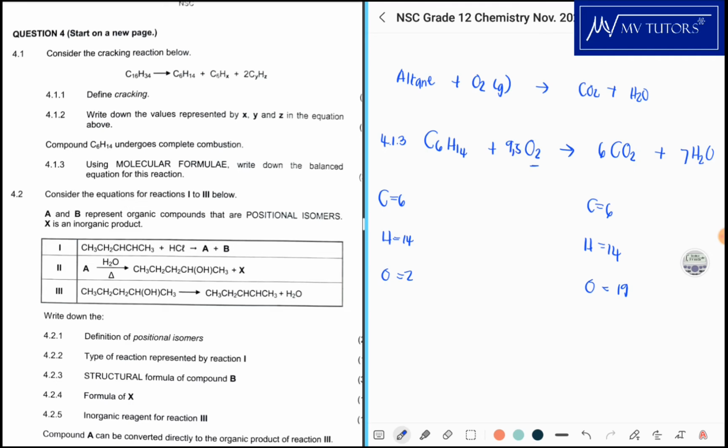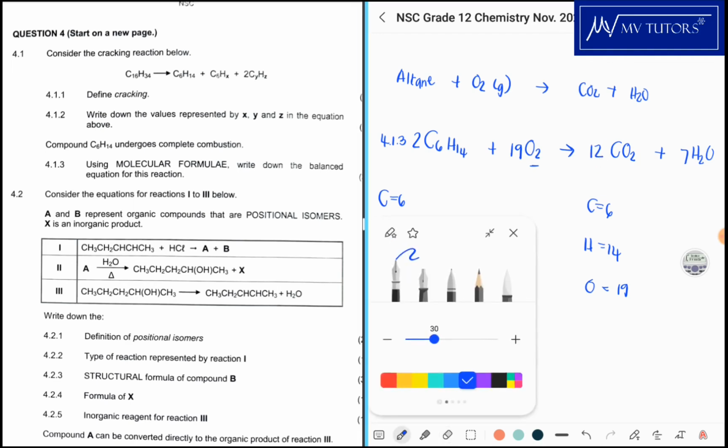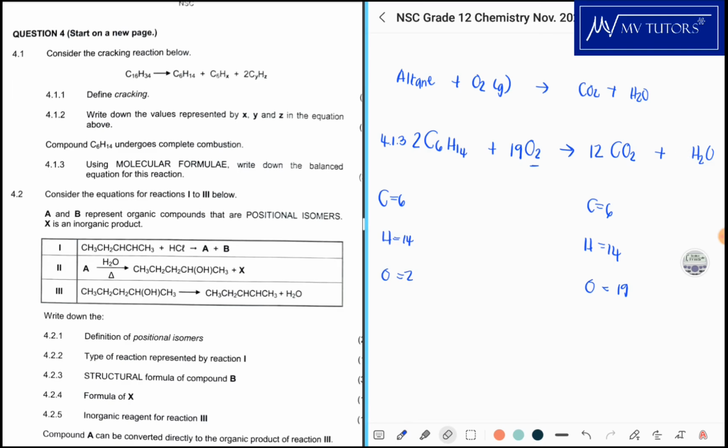I need to multiply everything by 2 throughout in order for it to balance. Okay, so if I multiply by 2, I'm going to have 19 here. If I multiply by 2, there's the 2. And if I multiply by 2 this side, I'm going to have 12. And here I'm going to have 14. So let's start again and see if everything has balanced. Okay, then we can be at ease.